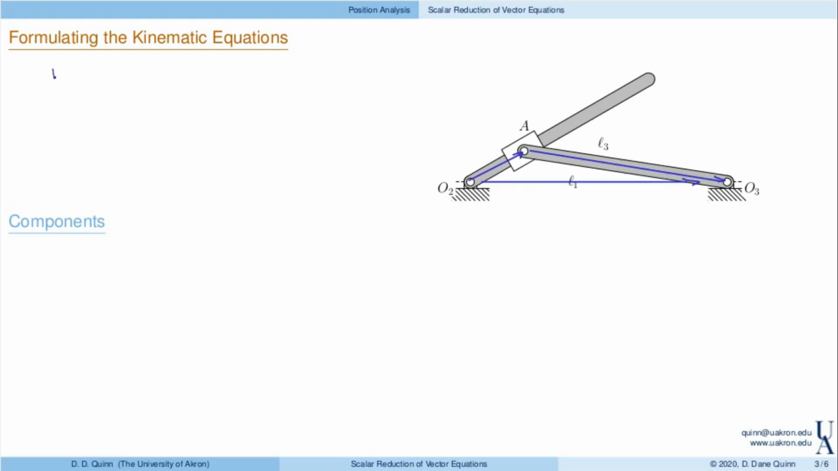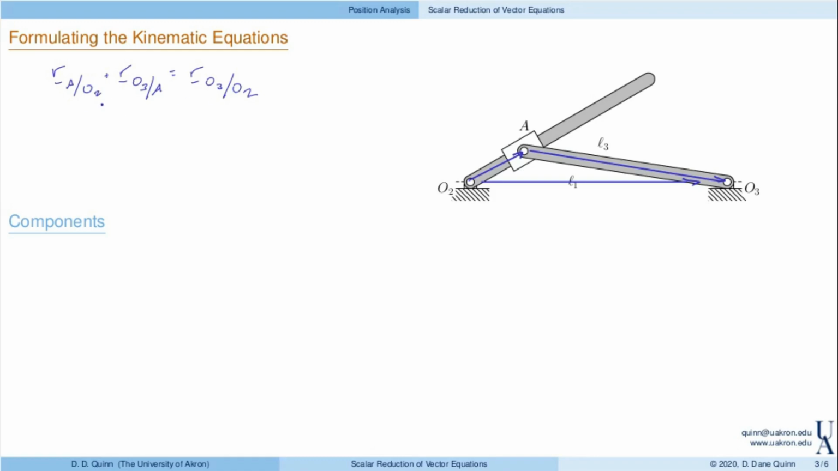Again, we can write that as the position of A with respect to O2 plus the position of O3 with respect to A is equal to the position of O3 with respect to O2. Right? So again, this is A with respect to O2. This is O3 with respect to A. And then this is O3 with respect to O2. Now, the next step is to actually figure out what these things are.